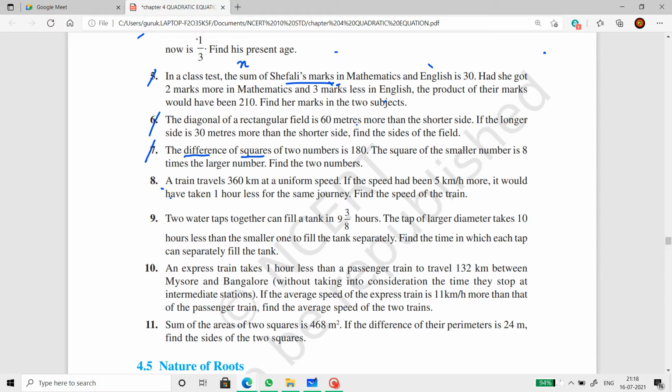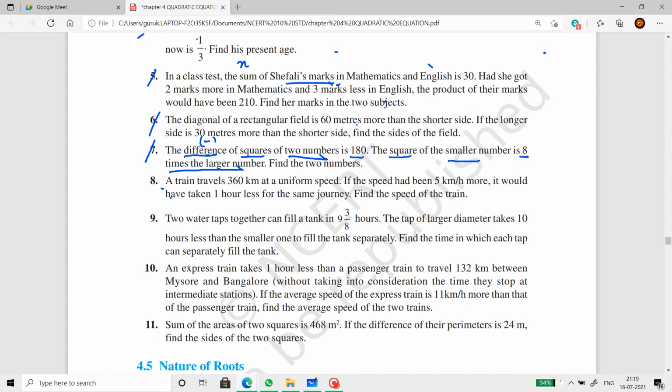Question 7. The difference of squares of two numbers. Difference means minus. Remember that. Difference means minus. One differing the other. Difference of squares of two numbers is 180. The square of a smaller number is 8 times the larger number. Let me remind you one thing. It is just the square of the smaller number that is 8 times the larger, not the square of the smaller number is 8 times the square of the larger number. Because again, I've seen students handling it that way. Square of the smaller number is 8 times the larger number.